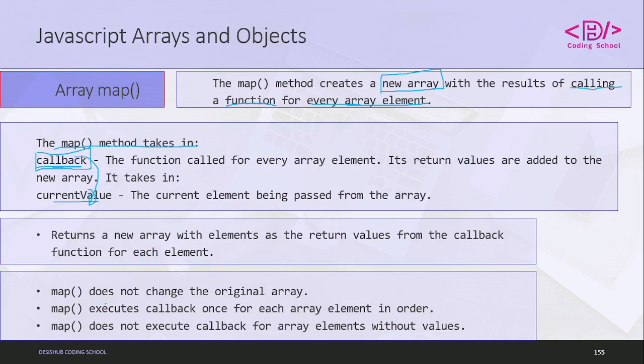Another thing to note about the map method is that it does not change the original array, and that's why we like it over the forEach method, because it does not modify the original array. The map executes a callback once for each of the elements in order and does not execute the callback for array elements without values.